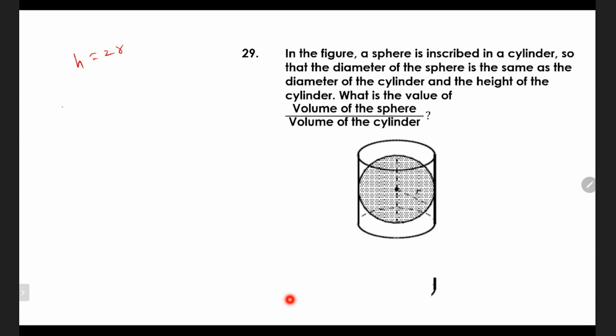Volume of sphere by volume of cylinder. Volume of sphere is 4 by 3 pi r cube. By cylinder is pi r square into h, which is 2r. So pi r cube gets cancelled. 2 by 3 you will be getting. 2/3.